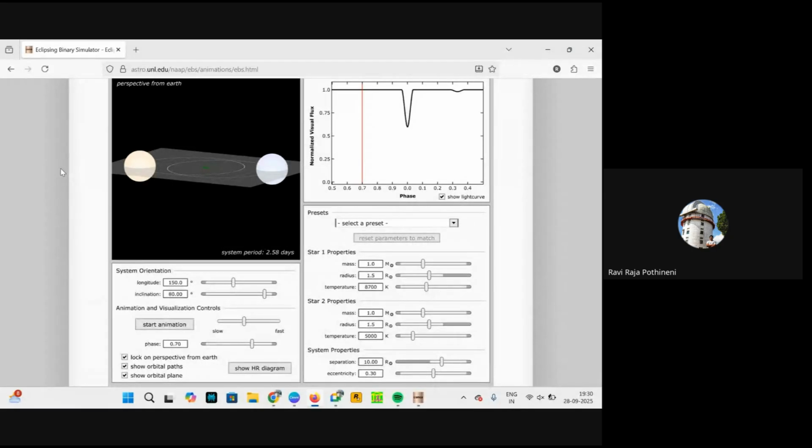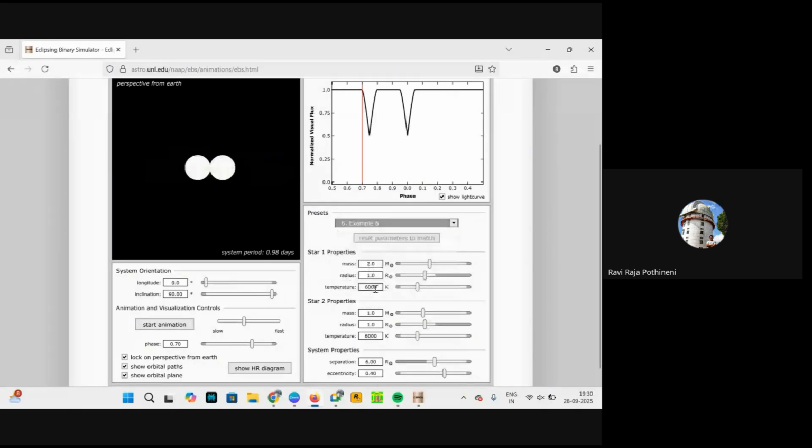So I suggest all the audience make use of this simulator, explore it, and try to play with all the available options and parameters here, so that you will understand how the light curve changes. Here you have the perspective from Earth, how you see the binary from Earth. On the top right, you have the light curve of the binary system. And here you have different presets, different examples. You can choose one of these examples.